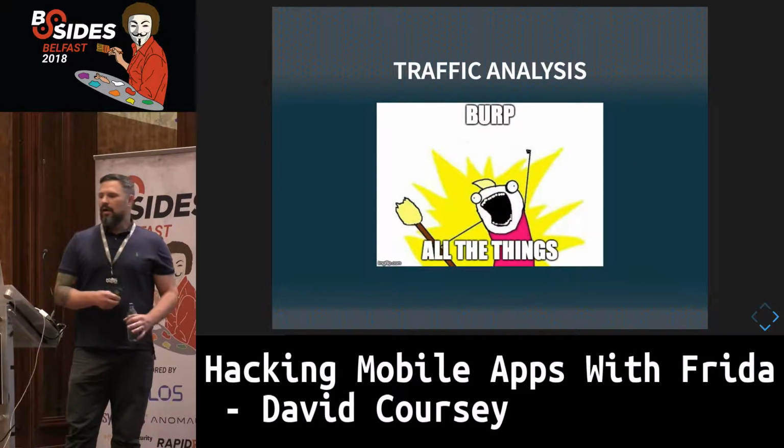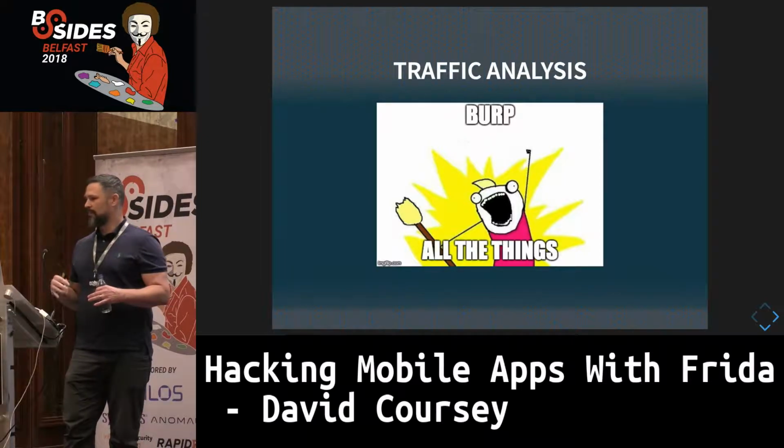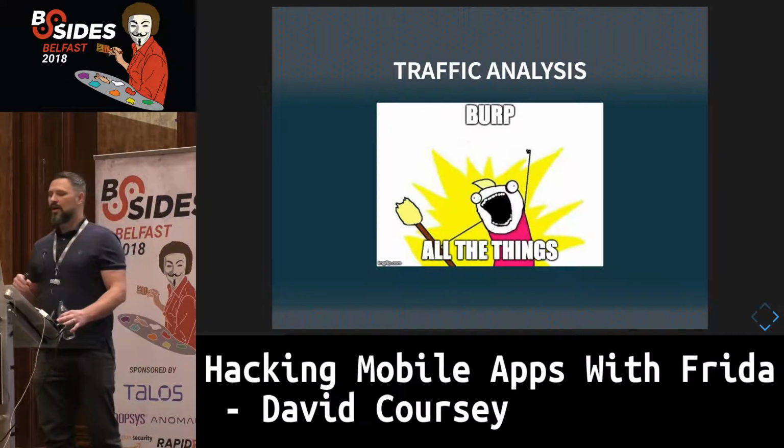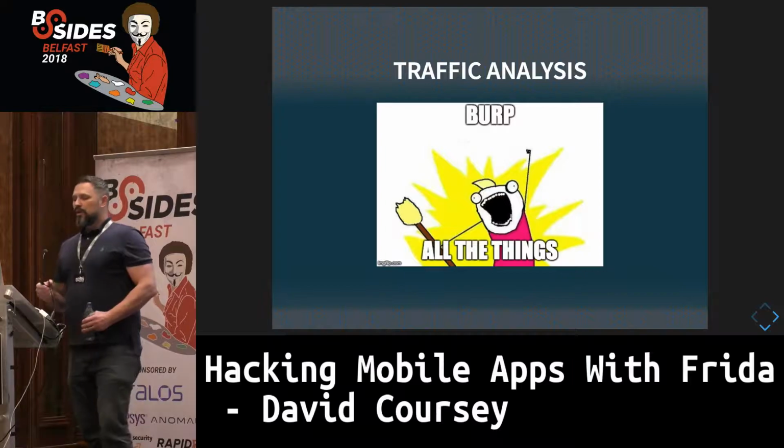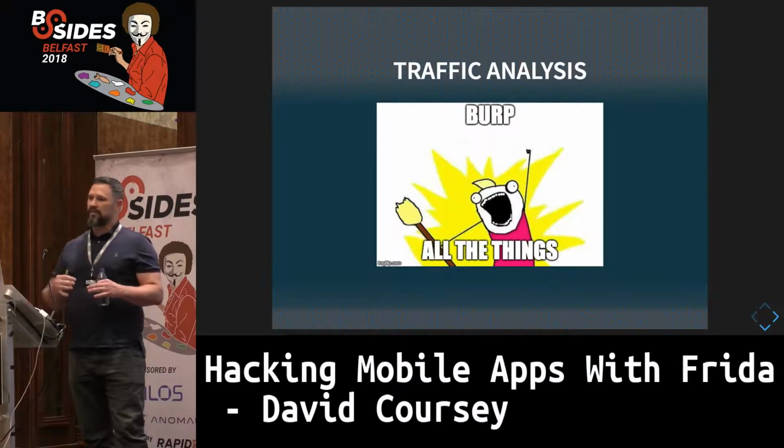So obviously the most popular interception proxy is Burp, at least where I come from. You guys have some weird stuff going on over here. So everybody goes towards Burp because you can test the APIs, you can test the calls and see what the application is doing outside of the device. And that's where most of the app is going to get its functionality anyway.